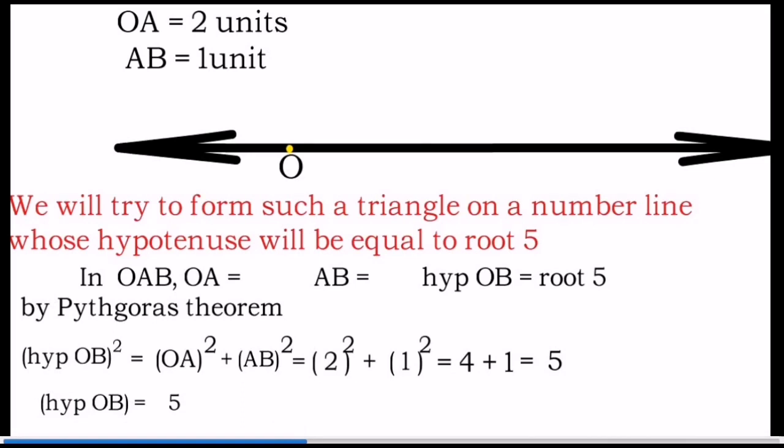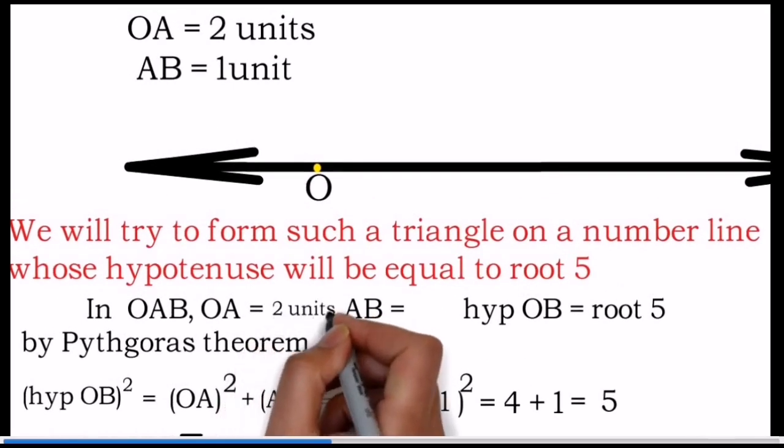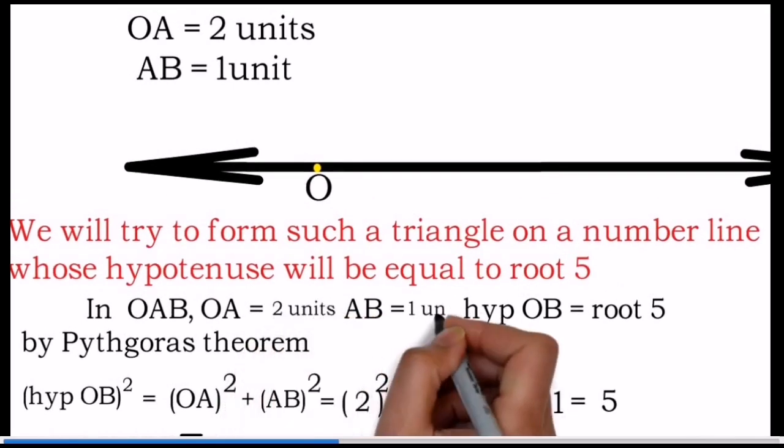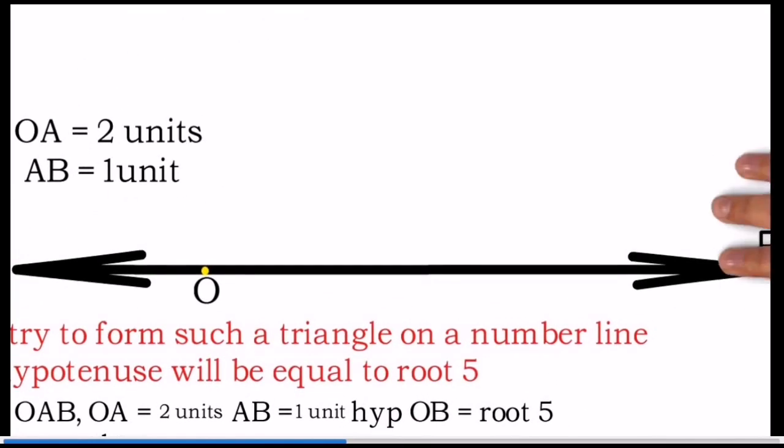So we can say OB of that triangle can be root 5 only if we consider OA as 2 units and AB as 1 unit. Isn't it right? Yes. And now let's begin the construction.